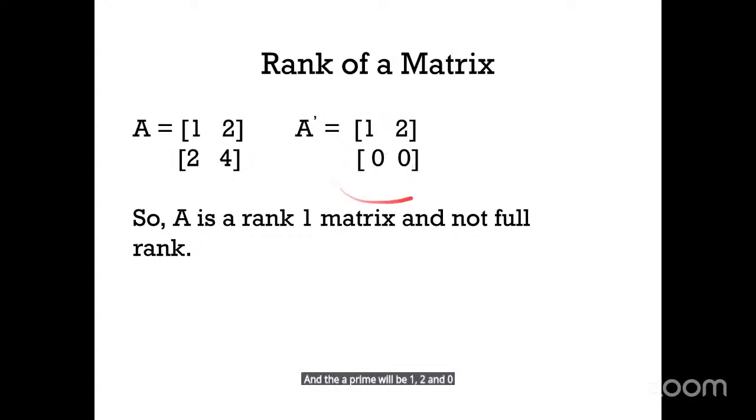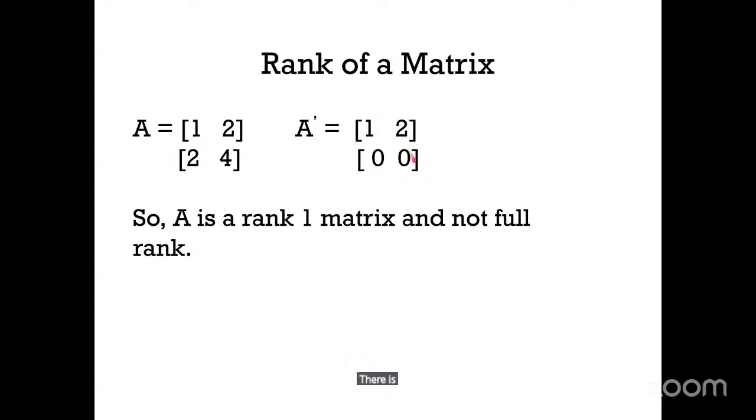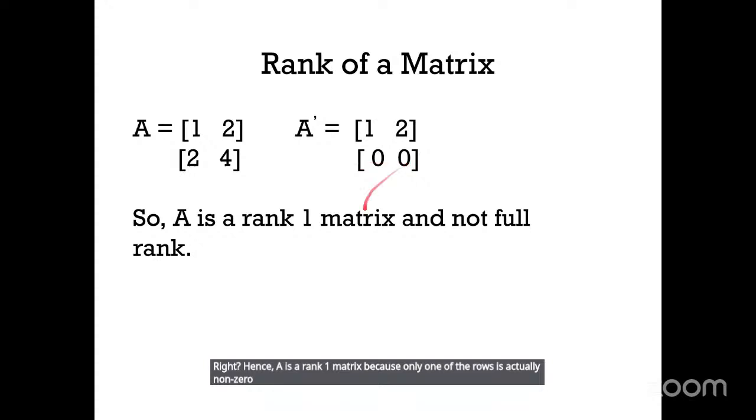Now you can never reduce this into an identity matrix. How will you reduce this value to 0 and this 0 will suddenly become 1? There is no row or column operation that you can do to make the 0 a 1. Hence, A is a rank 1 matrix because only one of the rows is actually non-zero, the other is fully zero, and it is not full rank.